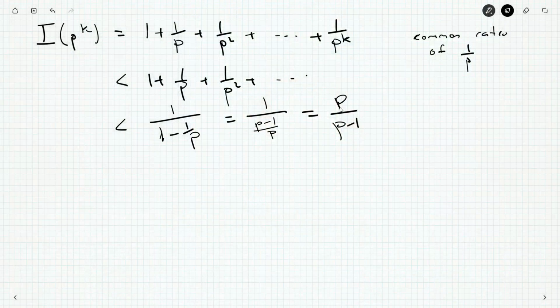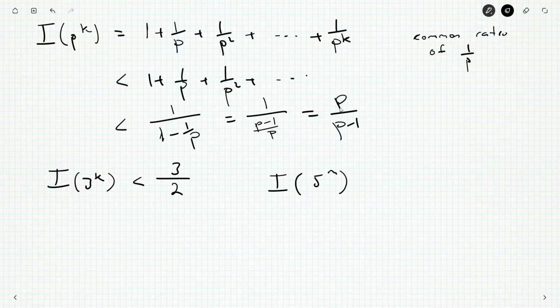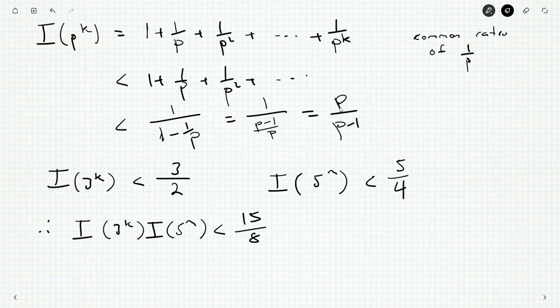I was an idiot. Well, not an idiot, but I chose the wrong formula, and that seems to have made all the difference here. Because I have been struggling, whereas I think I of 3 to the k now has to be less than 3 over 3 minus 1, so it has to be less than 3 over 2. I of 5 to the m has to be less than 5 over 4, and the product of these two has got to be less than 15 over 8, which will always be less than 2. Okay, can't do it with 2 powers.